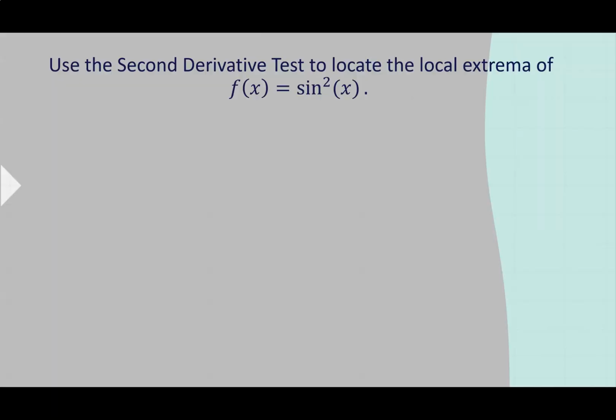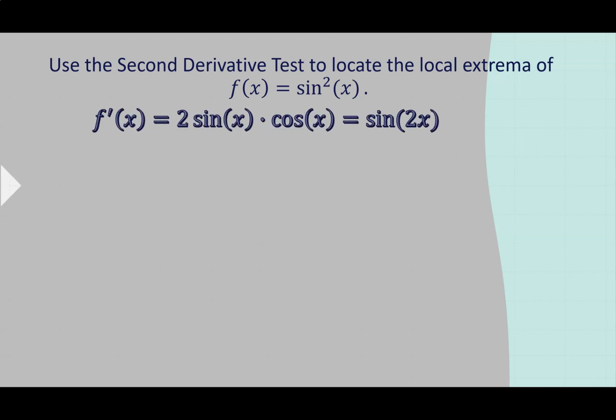Now let's go and use it. The function is sine squared x. So then the first derivative is, bring the 2 down. Okay, so you have 2 sine x, inside derivative is cosine x. This is an identity right here. 2 sine x cosine x is really just sine of 2x.